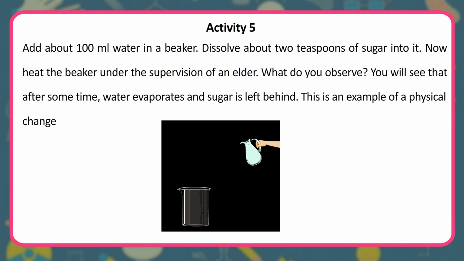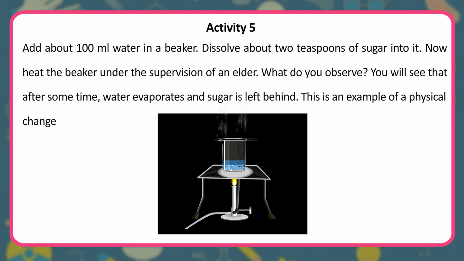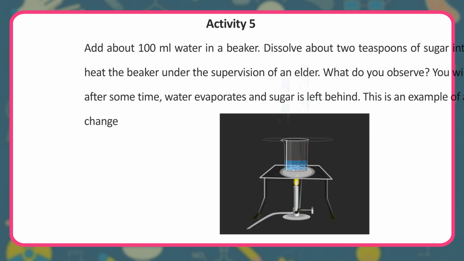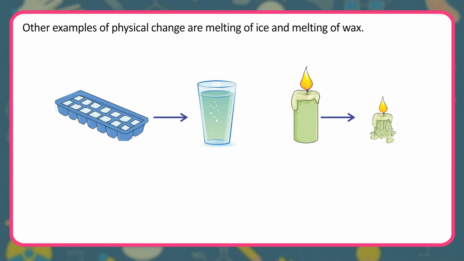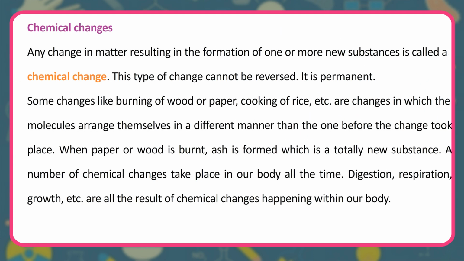Activity 5. Add about 50 ml water in a beaker. Dissolve about 2 teaspoons of sugar into it. Now heat the beaker under the supervision of an elder. What do you observe? You will see that after some time, water evaporates and sugar is left behind. This is an example of a physical change. Other examples of physical change are melting of ice and melting of wax.